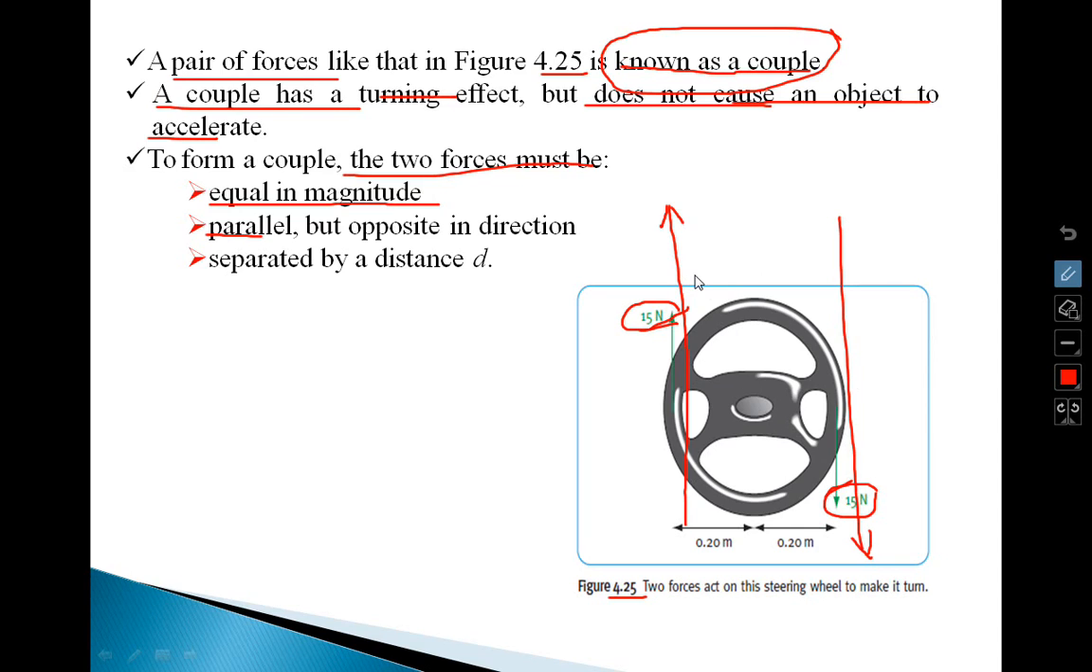The third one, they must be separated by a distance. They must be separated by a distance. This is D, the distance D. D is equal to 0.2 plus, in this example, 0.2 plus 0.2. So to form a couple, the two forces must be equal in magnitude, parallel but opposite in direction, separated by distance D.